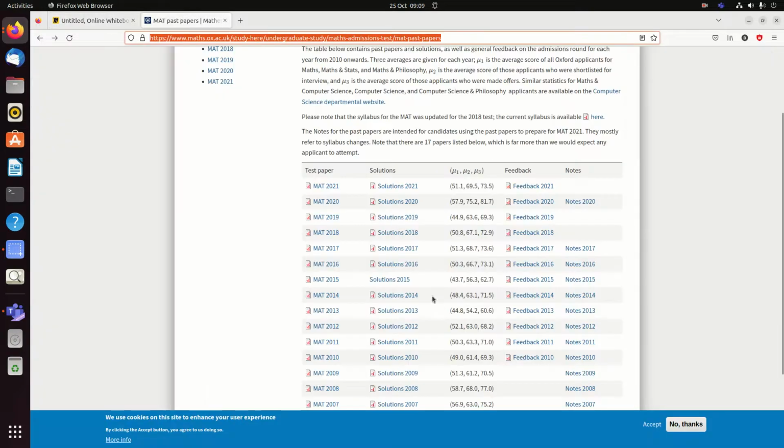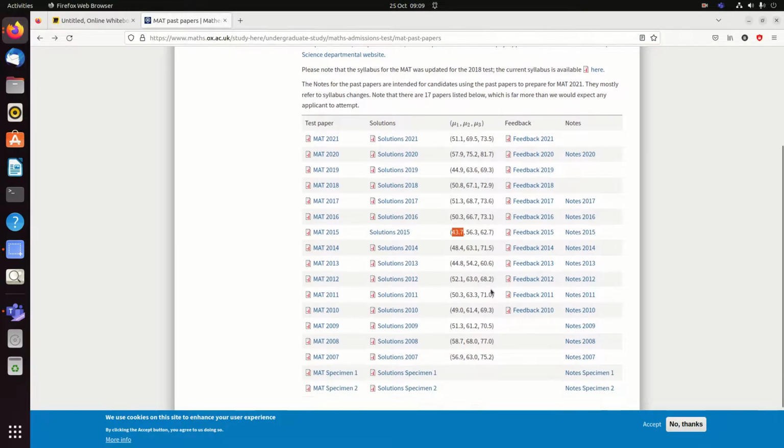I'd like to point out this 2015 paper seems to have one of the lowest scores, looks like the lowest average score really for quite some time out of all of them. So obviously this paper was supposed to be the toughest, so if you are finding 2015 difficult, well, most other people did by the looks of things.